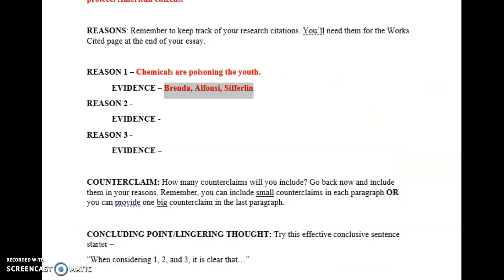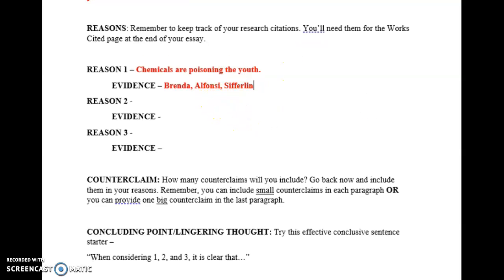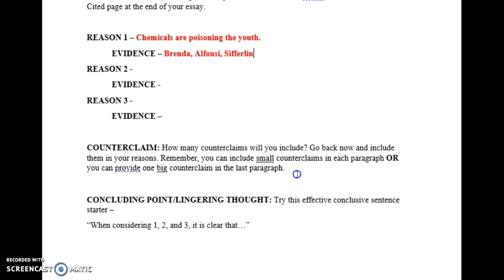Chemicals are poisoning the youth, and our evidence is from Brenda, Alfonsi, and Sifferlin. You want to make sure, right, I have it right here, that you keep track of your research citations. You'll need those for a works cited at the end of your essay. Okay? And then she goes through and she gives her second reason and her third reason. And in her third reason, she does what I have just highlighted for you down at the bottom. She does her counterclaim. How many counterclaims are you going to include? Remember you can include small counterclaims in each paragraph or one big counterclaim in the last paragraph.